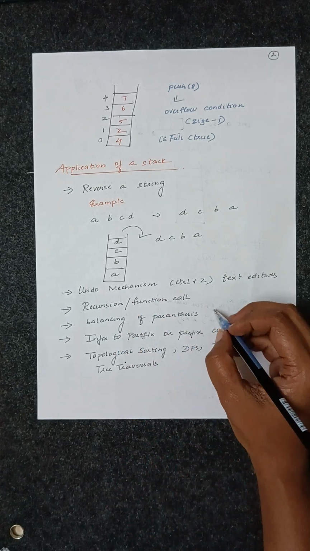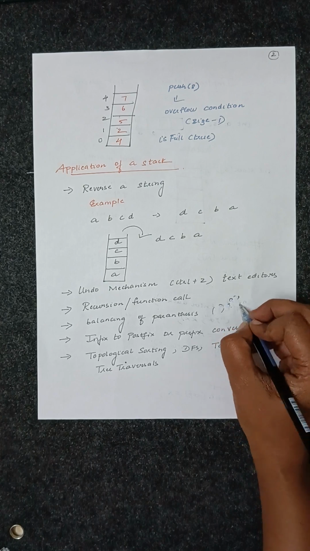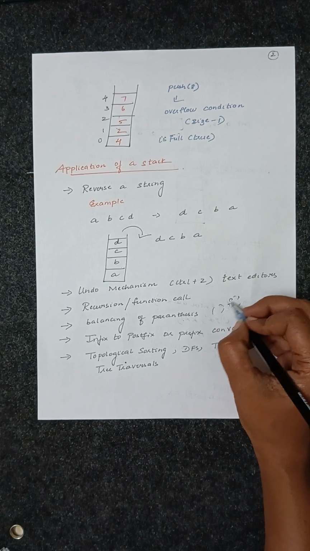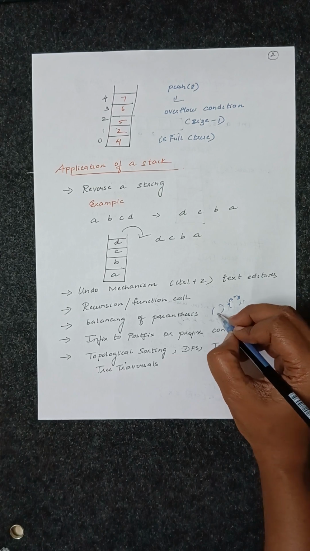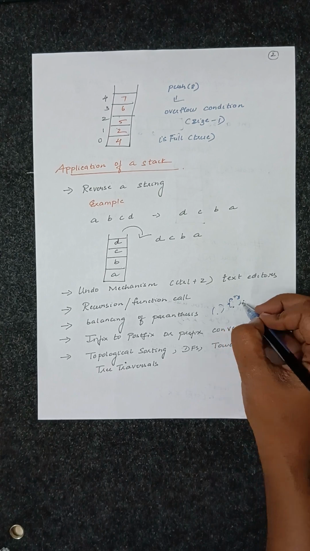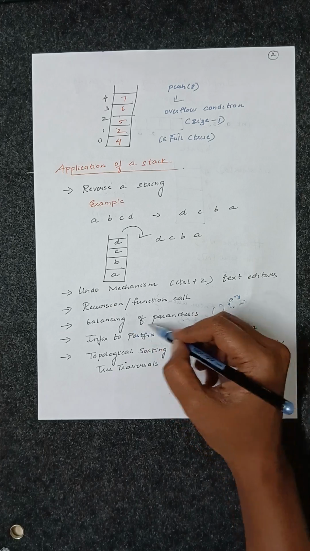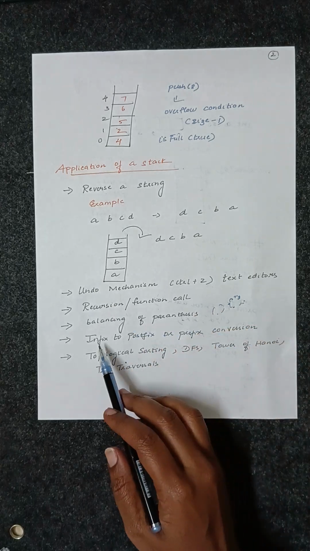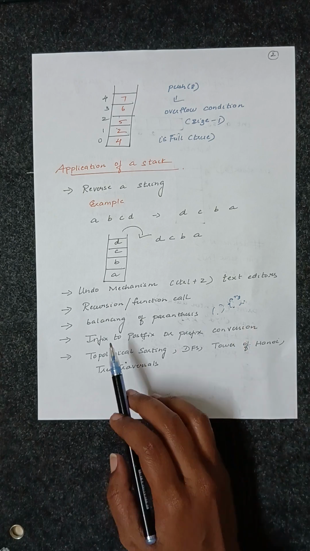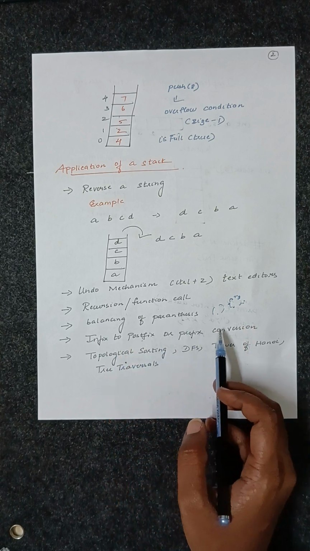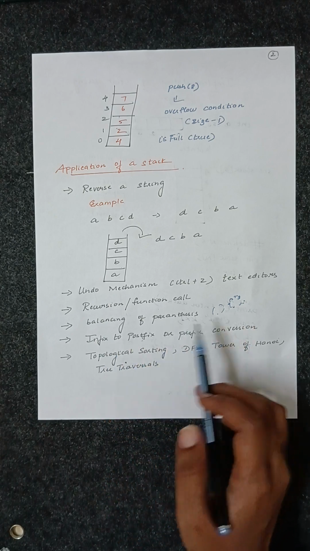Next, you can use it for balancing of parentheses. The compiler uses stack for balancing the parentheses in your program, where suppose you have missed out any parenthesis, the compiler will check and report the error using stack only. Next, we can perform infix to postfix or prefix conversions and evaluation of postfix expressions; everything can be done using stack operations.